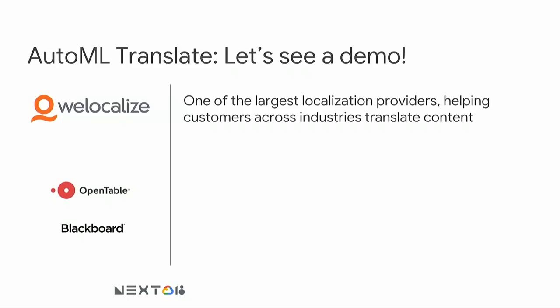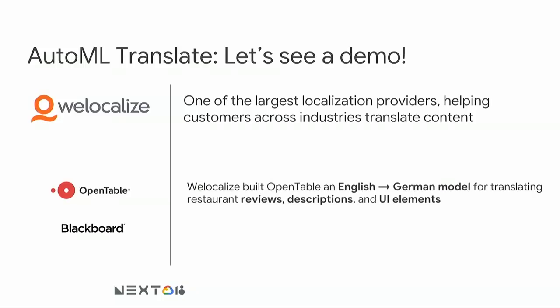WeLocalize has a lot of localization expertise because when you build an AutoML Translate model, you need to provide it with thousands of sentence pairs translating from a source to a target language. So they have a team of experts that helps gather that training data and analyze the quality of the resulting model. What OpenTable did, they've been experimenting with AutoML Translate during the alpha. They built a model that translates from English to German to translate restaurant reviews, descriptions, and UI elements on the site.